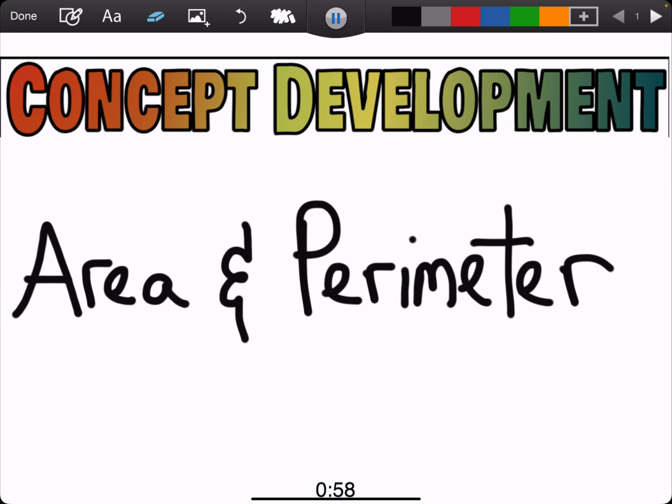Okay, so I am going to make this video on area and perimeter. We're starting module 3. At the beginning of module 3, which is multiplication, we are going to touch upon area and perimeter to start, and this will segue us into multiplication. So we're going to start here with perimeter.